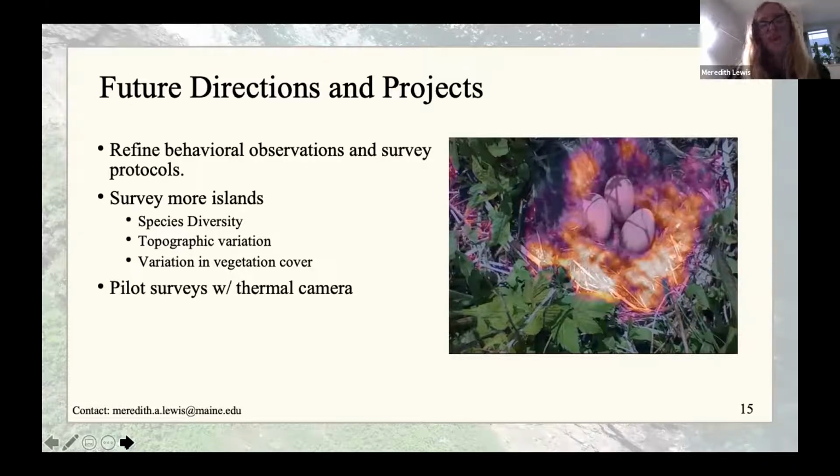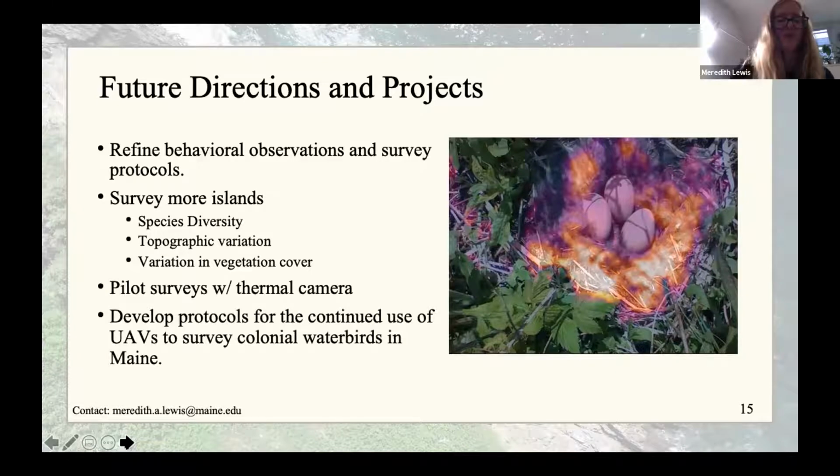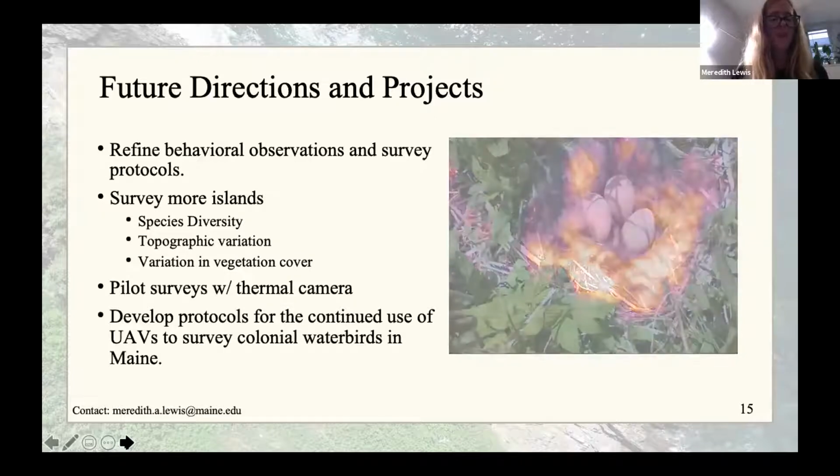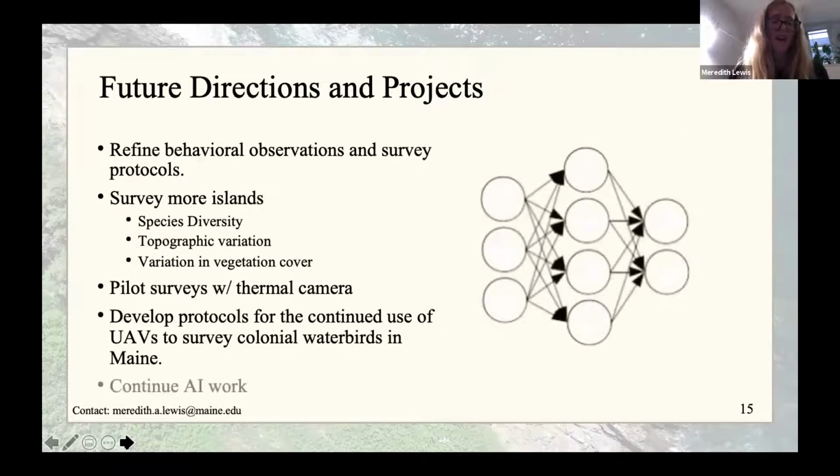And so we did bring out a thermal camera with us to a couple of the islands. We didn't attach it to a UAV or anything, but we do have some heat signatures that we're hoping that we can see even from the air. And then, of course, we're developing more protocols for the continued use of UAVs to survey colonial water birds in the Gulf of Maine. And we are continuing to build upon the automated process as well to facilitate the interpretation of this imagery.